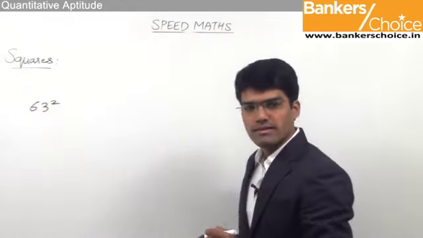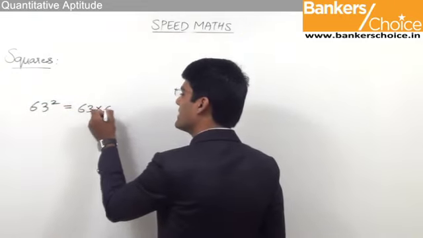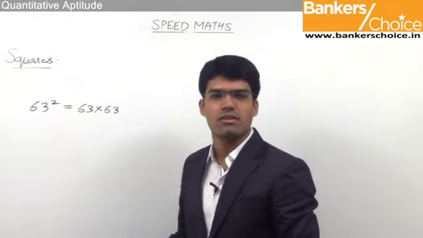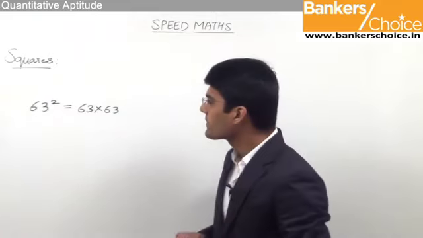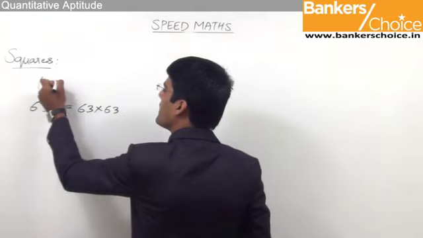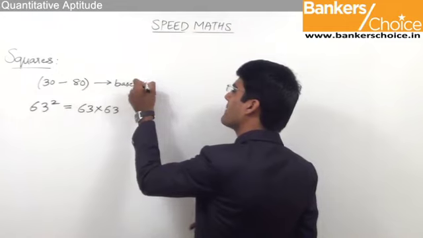Now what we do here is, generally 63 square is taken as 63 into 63. And again, you know that if you go by the regular method of multiplication, that takes a lot of time. So let us see how to get it without going by the regular method. The point to be understood here is, for squares from 30 to 80, for all the numbers from 30 to 80, the base is considered as 50.